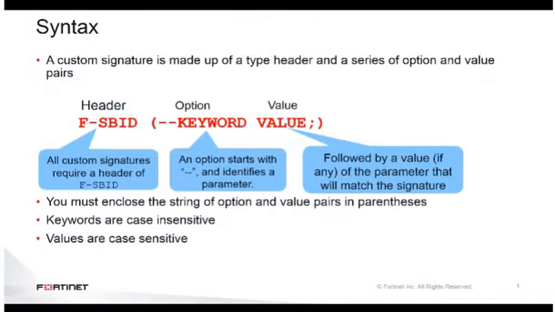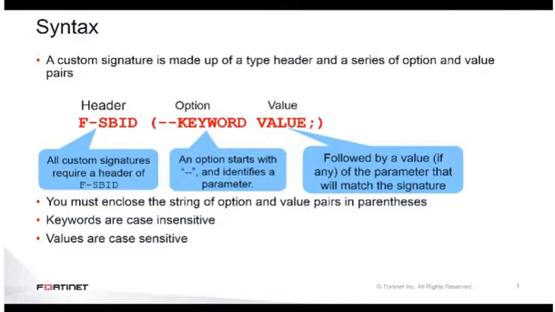A custom signature is made up of a type header and a series of option and value pairs. All custom signatures require a header of FSBID. An option starts with --, followed by the option name, and sometimes a value. Some options don't require a value. You must enclose the string of option and value pairs in parentheses.